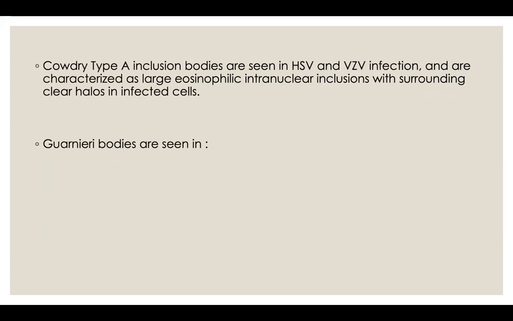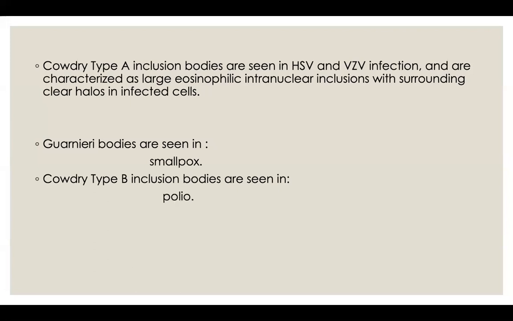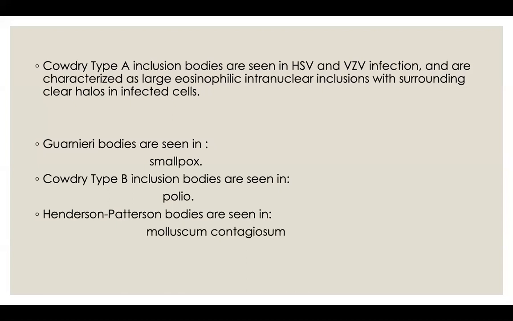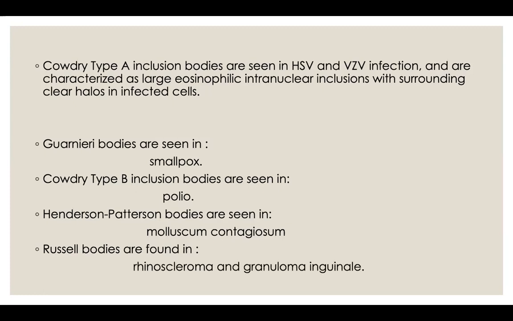Guarnieri bodies are seen in which disease? Just to revise. Smallpox, Dr. Amy. Okay, no problem. Cowdry type B inclusion body, where can we see them? Yes, and polio, well done. Henderson-Patterson bodies. Well done to all. Yes, it's molluscum contagiosum. Correct. And the Russell body. Yes, rhinoscleroma and what other diseases as well? And granuloma inguinale, yes. Okay, that's a good revision for the histology.